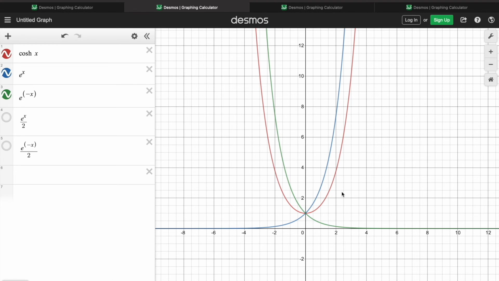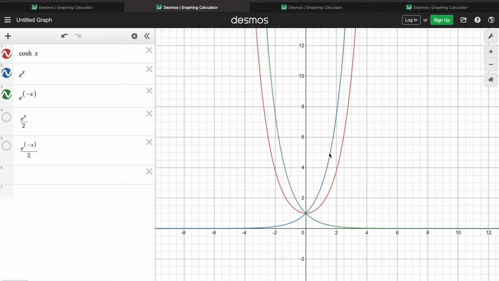So if I plot both of those, you'll notice at any point, like let's say x equals 2, the hyperbolic cosine at 2 is the average of e to the 2 and e to the negative 2. That is the definition of hyperbolic cosine. It is the average. The red curve is the average of the blue and green curves at every single point.